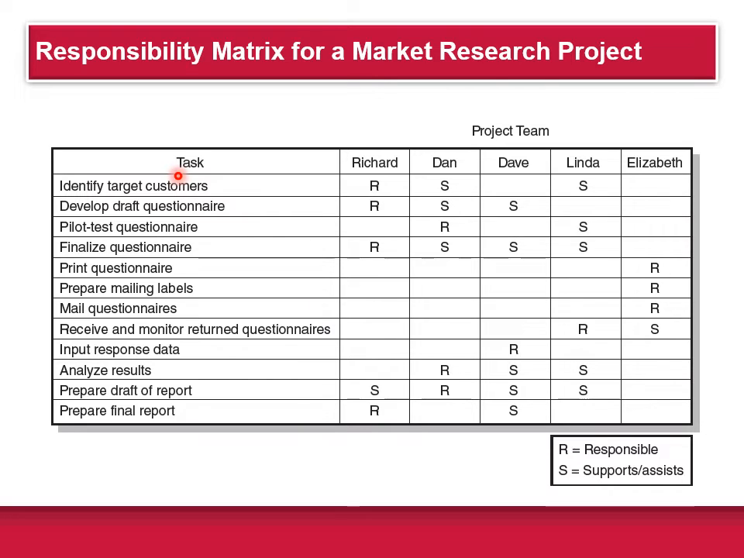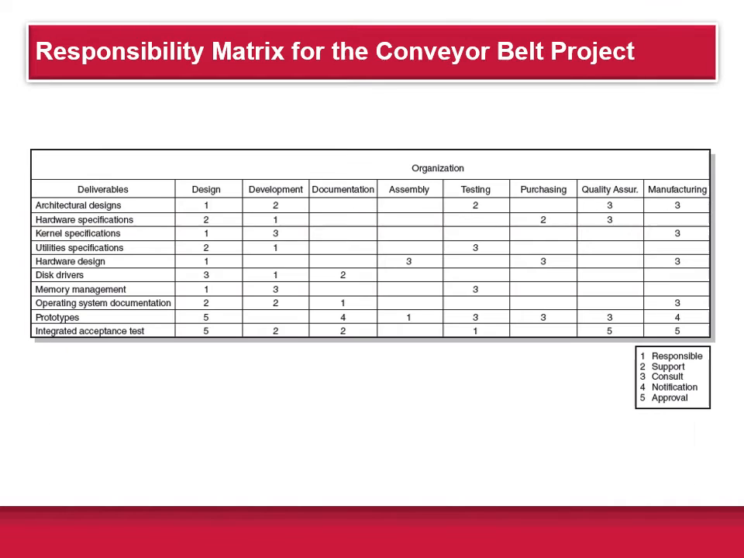So here's an example of a responsibility matrix for a market research project. You can see the project team members: Richard, Dan, Dave, Linda, and Elizabeth. And you can see what they're responsible for. R means you're responsible. So for identify target customer, that's Richard, and he's going to be supported by Dan and Linda, for example. And you can see how this is broken out for each individual.